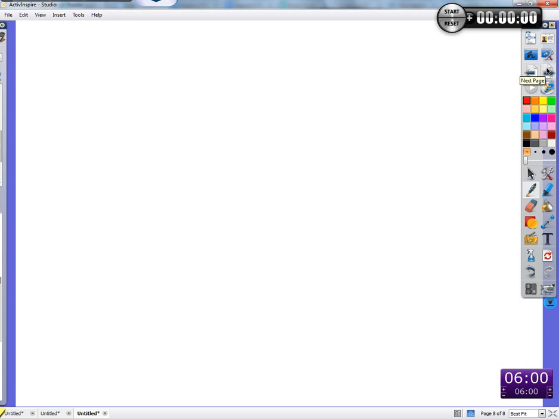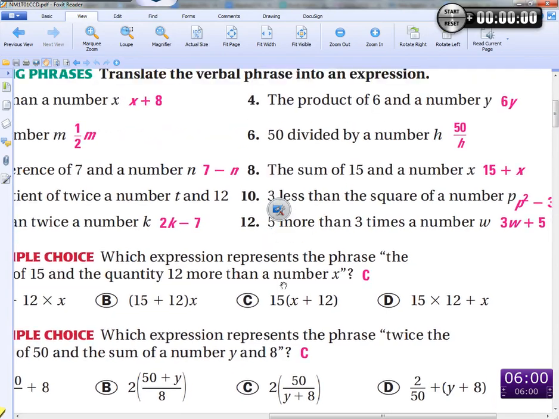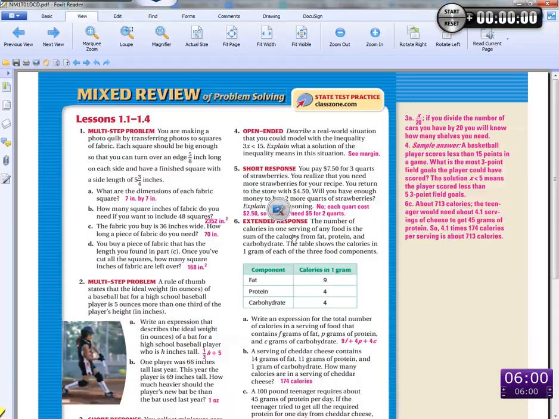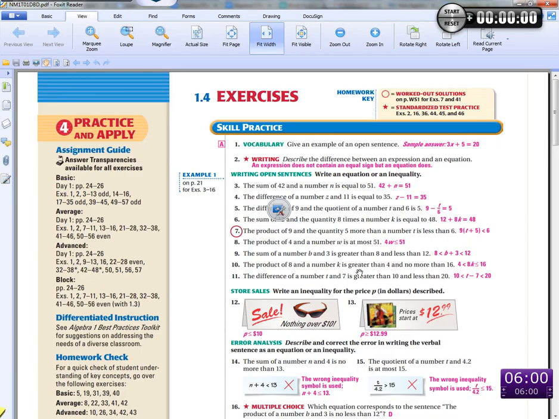So let's go to 1.4. Are you on 1.4 and ready to go? Yeah. It doesn't sound like you're ready. Again, I get sick of this. You're all old enough to stop talking and be polite and pay attention.